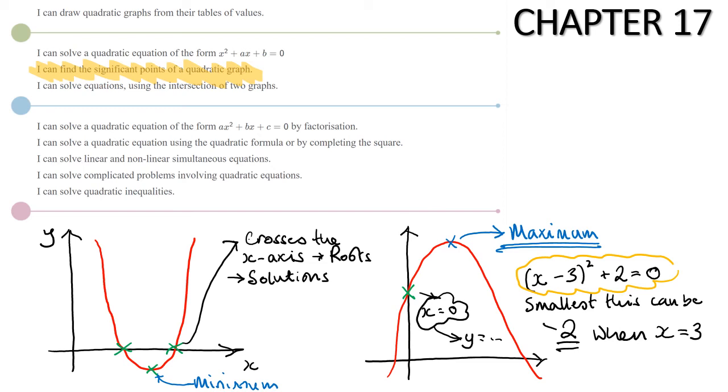Now the smallest it can be is basically y, what y is. So the coordinate of the minimum point would be (3, 2). So you basically find the smallest it can be and the value of x that's going to give it the smallest. So that value there of (3, 2) would be the minimum point. So completing the square helps you do that.